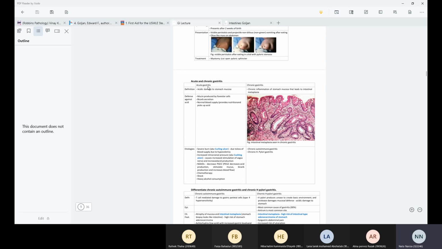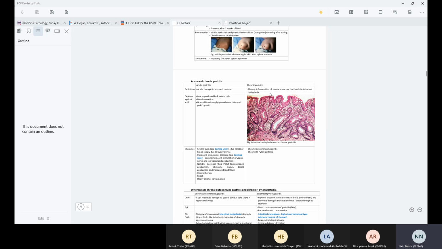Now, in acute gastritis you have these two mechanisms. But in chronic gastritis, you can have two types. One is an autoimmune condition, and another is an infectious condition. Autoimmune is chronic atrophic gastritis, and the other is Helicobacter pylori gastritis, which is infectious. I mentioned this, right?